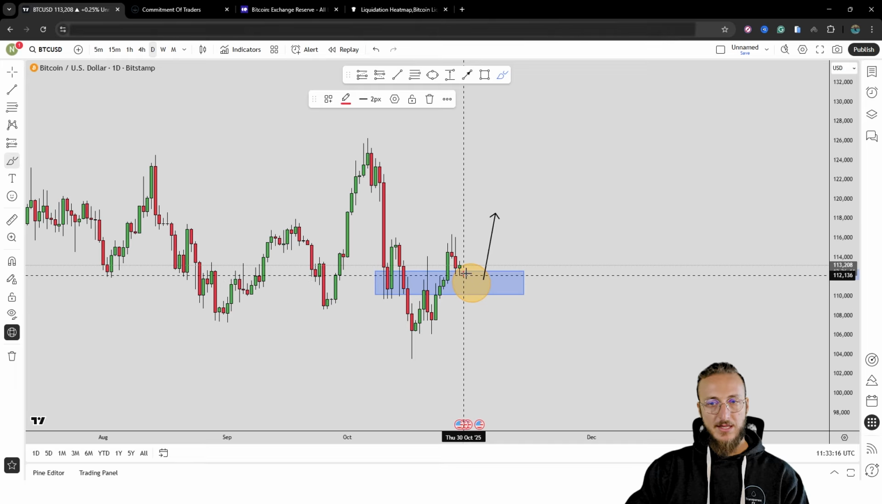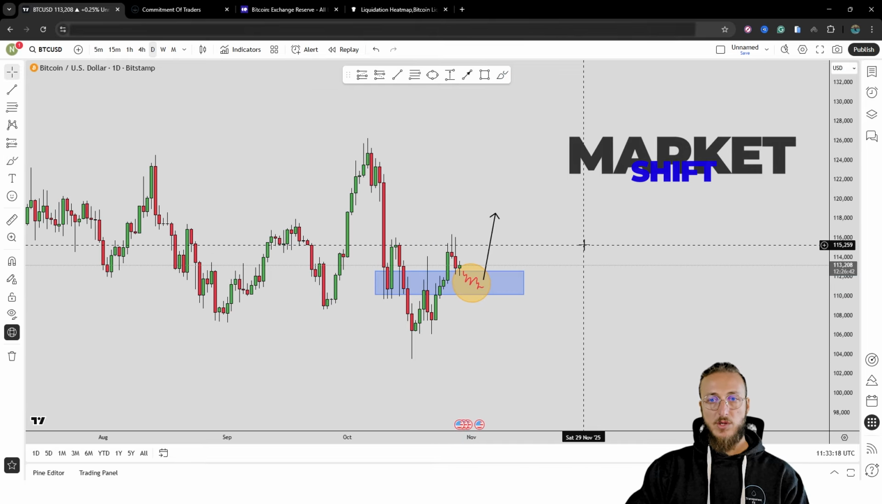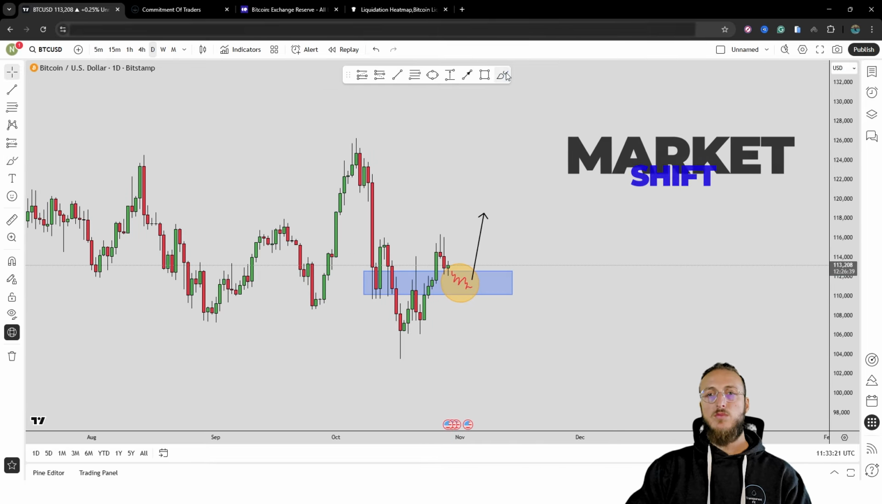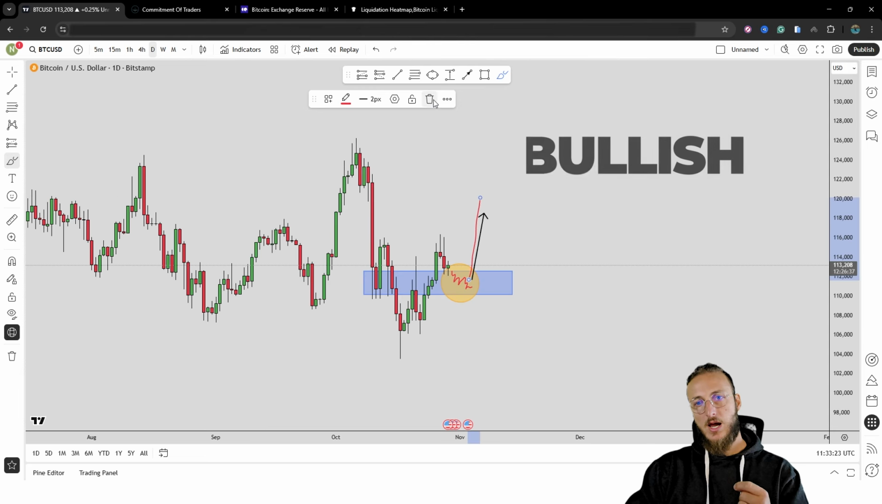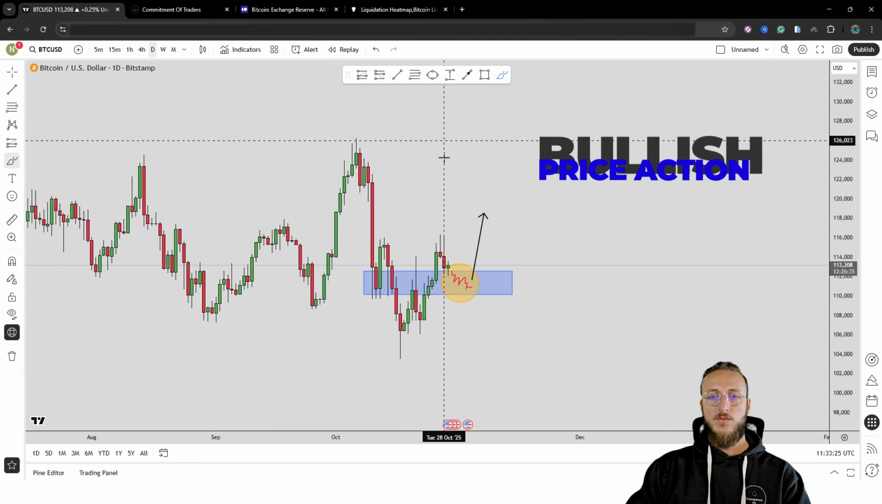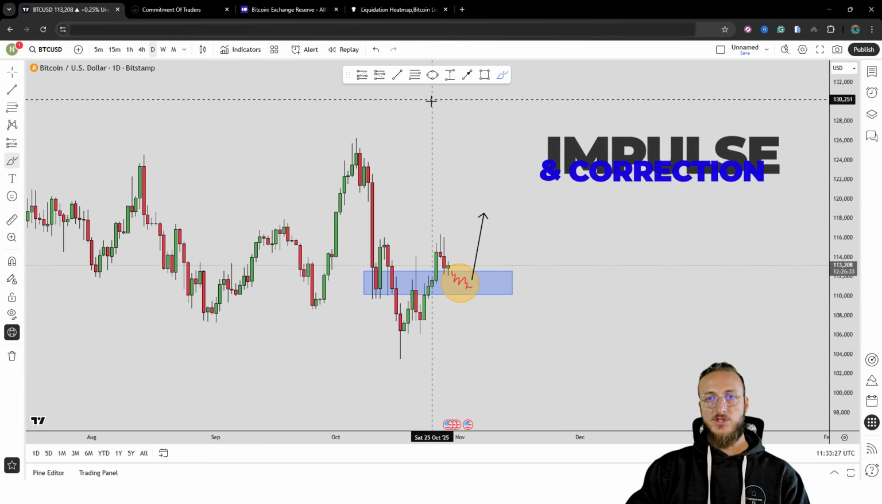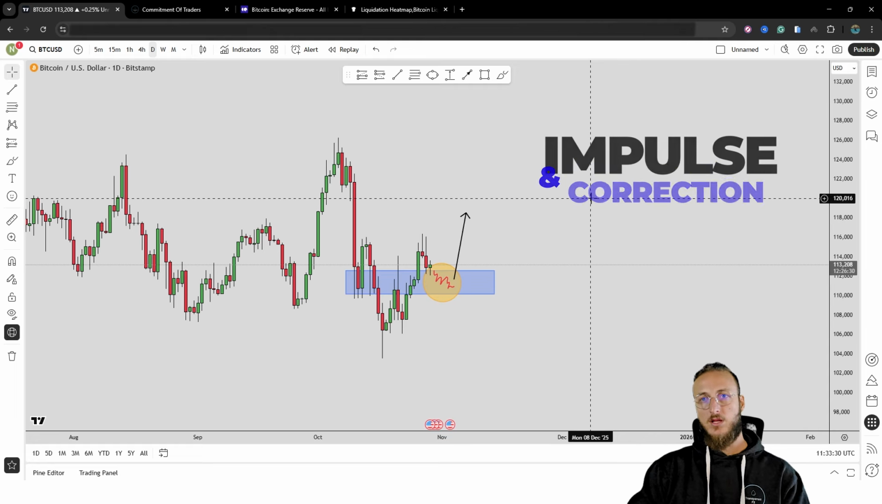Therefore, what I would expect is that if this market would shift from an intraday bearish to bullish market, I wouldn't be surprised to see a rejection higher away from this area for the market to complete this daily impulse correction and impulse pattern to the upside. That definitely wouldn't surprise me.